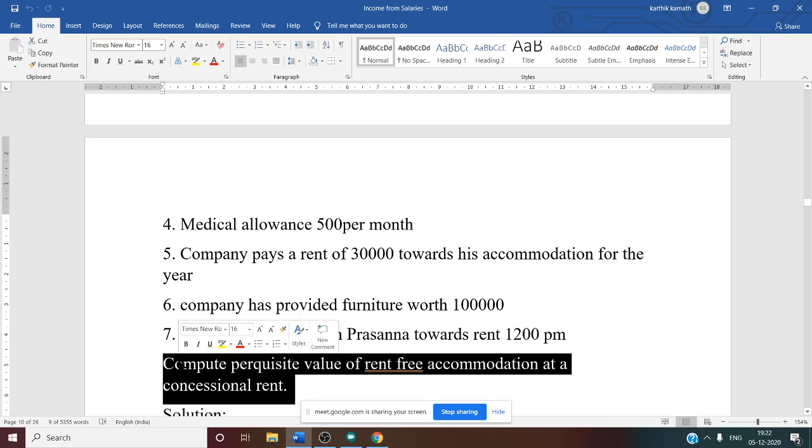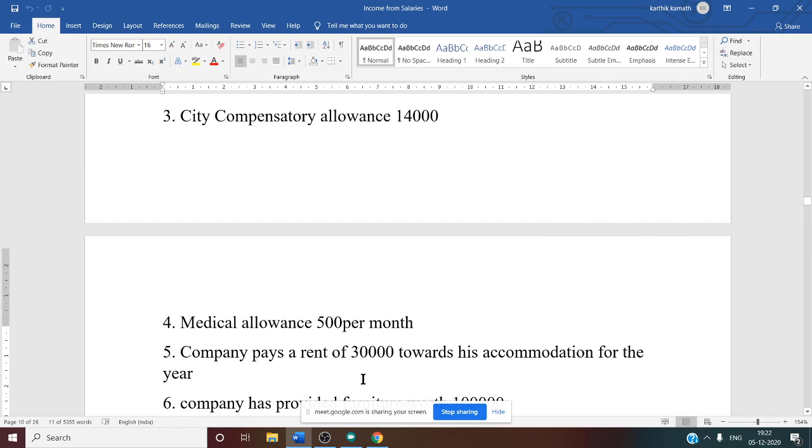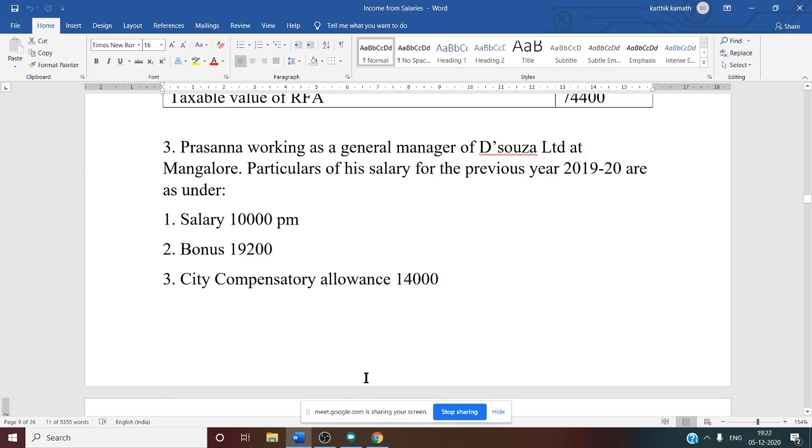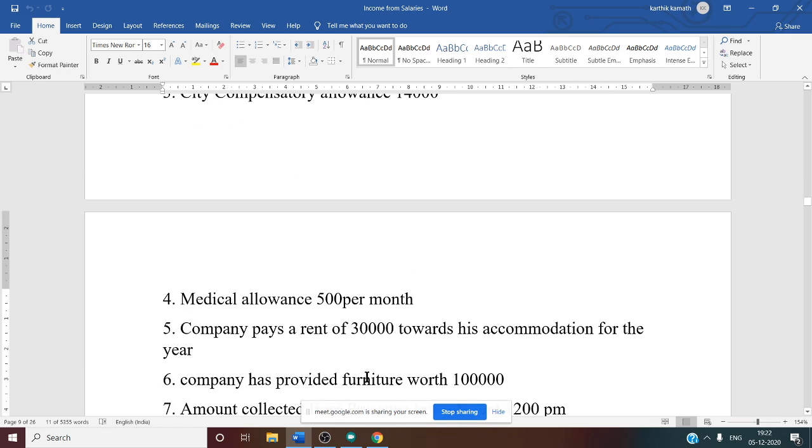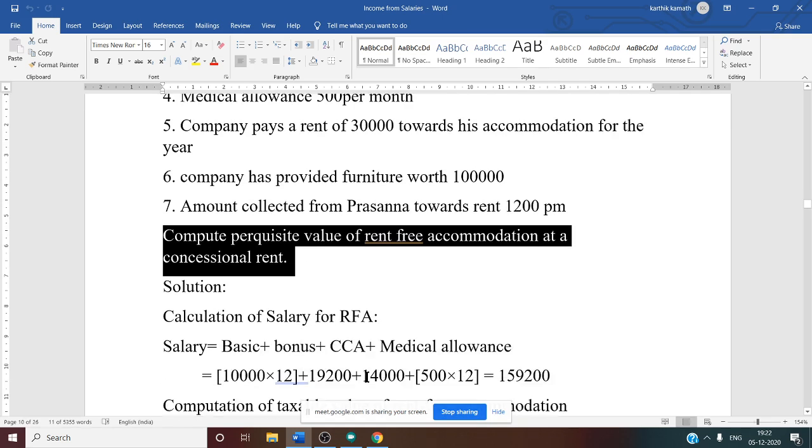Compute the perquisite value of rent-free accommodation at a concessional rent. So they have specifically given that the house is not owned by the employer. So this type of problem comes for 8 marks. 8 mark problem. Very, very important. So now you see the solution part.